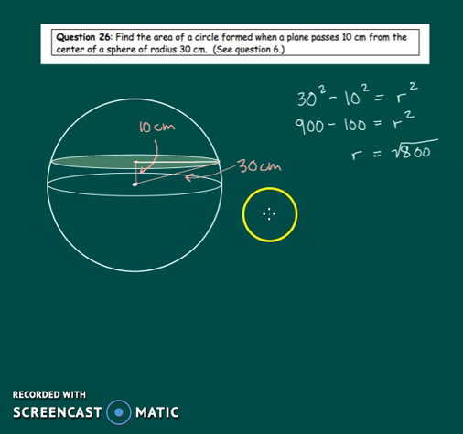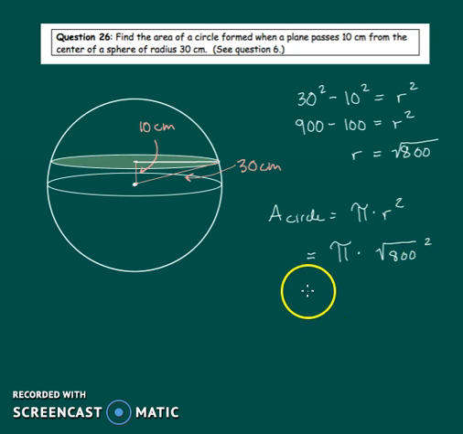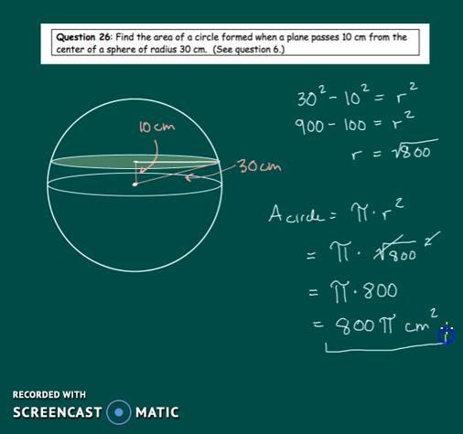And what is the formula for the area of a circle? That is pi times r squared. So I'm just going to plug in our radius that we found. So pi times square root of 800 squared. And now you can see that the square is going to cancel out with a square root, and what we're left with is pi times 800. In other words, 800 pi centimeters squared. And that is our answer.